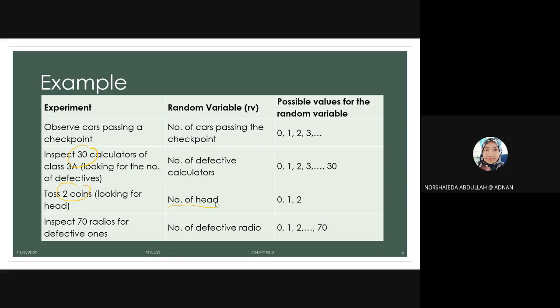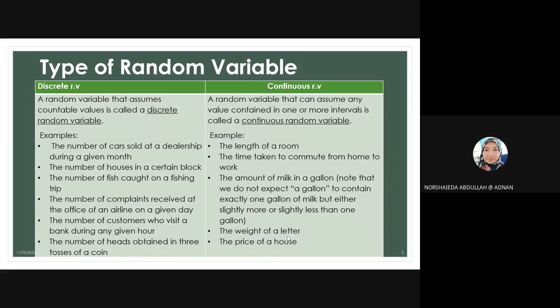And then the next experiment, we inspect 30 radios for defective ones. Sama macam tadi calculator tu, we inspect 30 radios. So number of defective radio could be either 0, 1, 2 sampai paling banyak pun 30 lah. Ini maksudnya the possible outcome, the sample space or the possible number of defective radio that we can get from the experiment, right? So random variable ada dua, discrete and continuous.